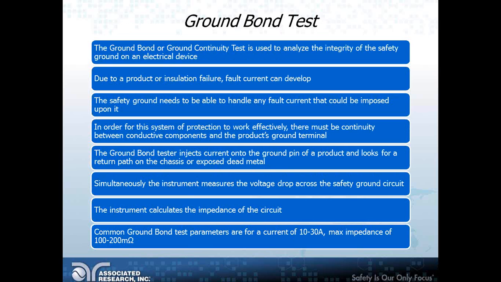Okay, next we're going to quickly review the ground bond test. The ground bond, or the ground continuity test, is used to analyze the integrity of the safety ground on an electrical device. Now remember, this test is meant for class 1 products. Class 1 meaning products which have a ground pin in their power cord, which have a ground circuit.